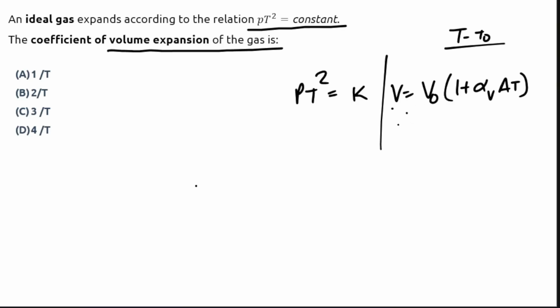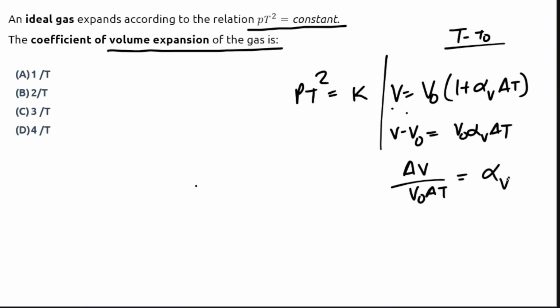Done it? So if you have to talk about alpha V, what do you have to talk about actually? So V minus V naught कर लो आप, V minus V naught equal to क्या हो जाएगा? V naught alpha V delta T. So V minus V naught is delta V. So delta V by V naught delta T will be equal to alpha V. So if we have to calculate alpha V, we have to actually find out this one, delta V by V naught delta T. And here the relation that is given in this case is PT square equal to constant. So we need to replace this pressure because there is no pressure term in this alpha V thing, right? So we need to replace it.